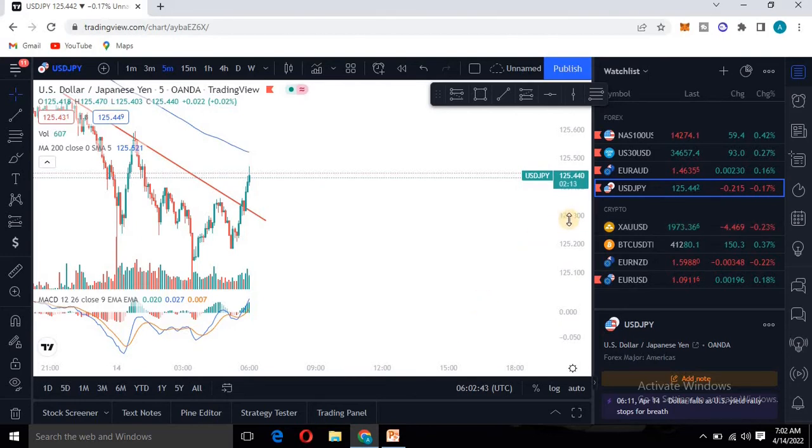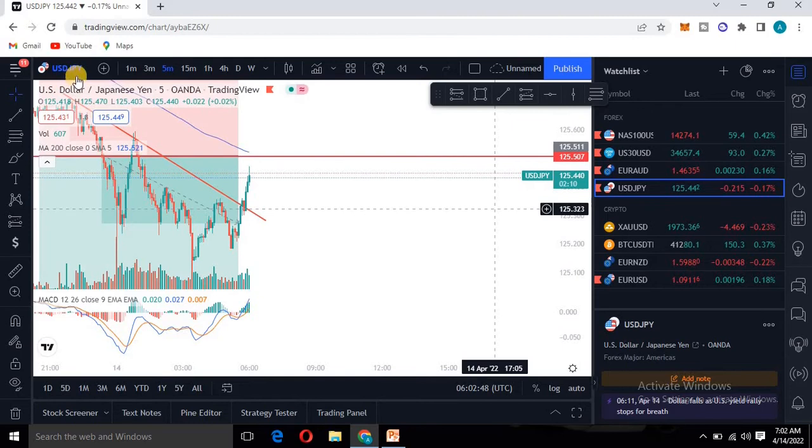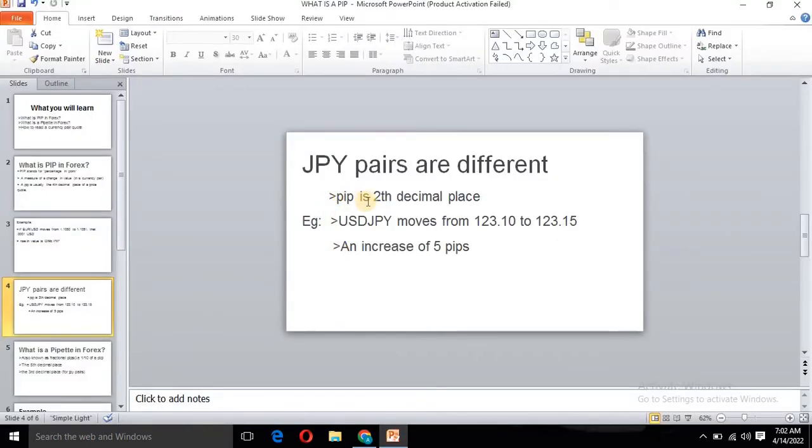That is what is telling you that anyone that contains JPY here, Japanese yen, you are going to use 2 decimal points. You're going to consider 2 decimal points. That's what this means. PIP is 2 decimal places in JPY pairs, because they are different. Example, let's say USD JPY moves from 123.10 to 123.15. An increase of 5 PIPs is what the market moved, right?